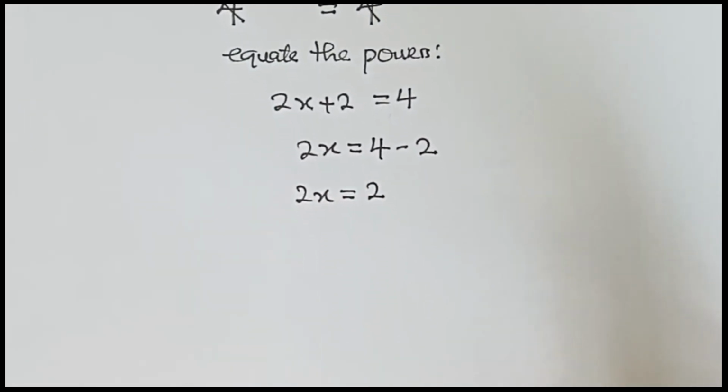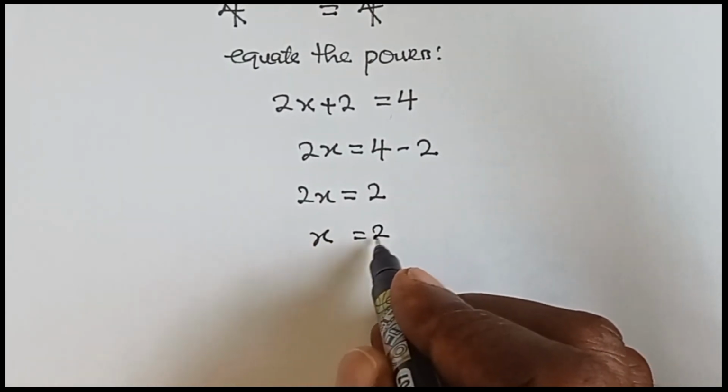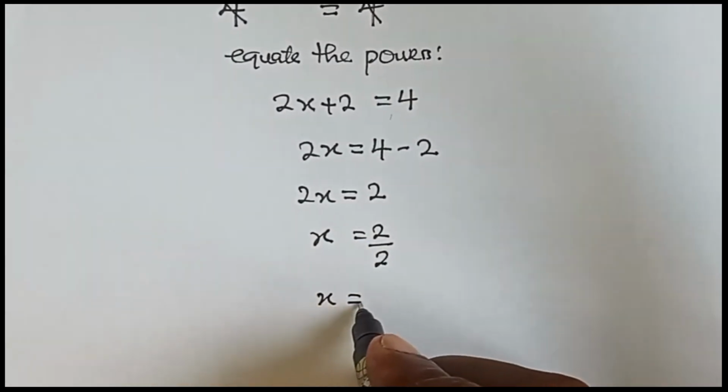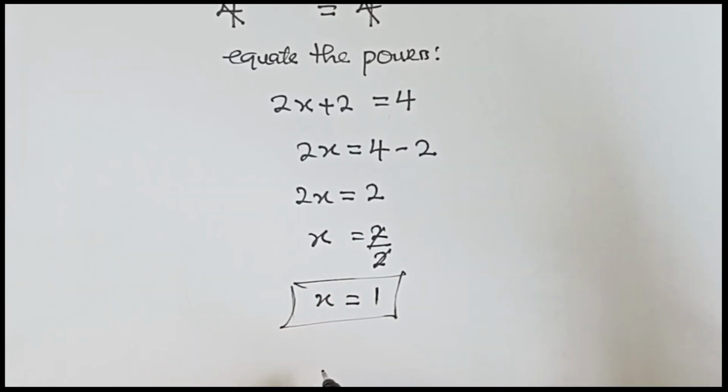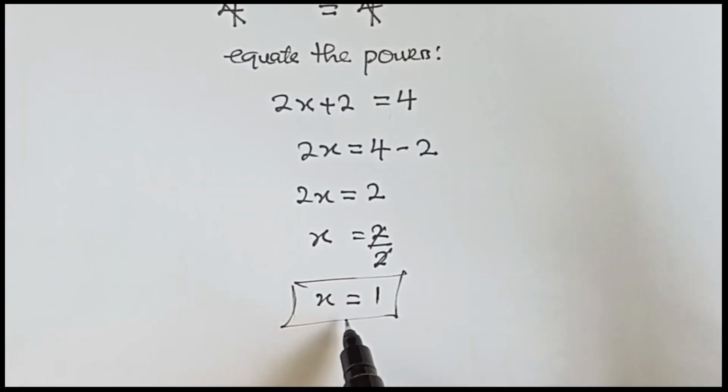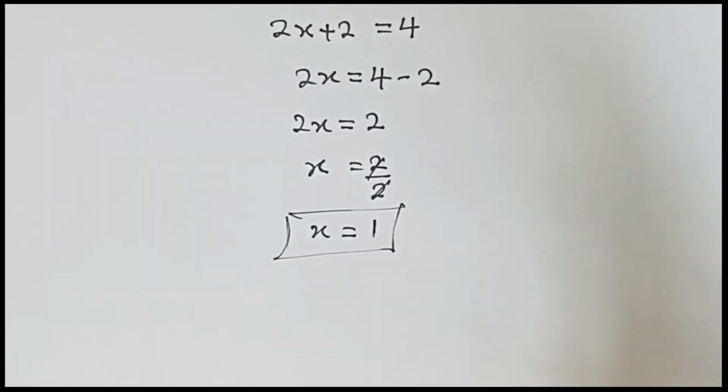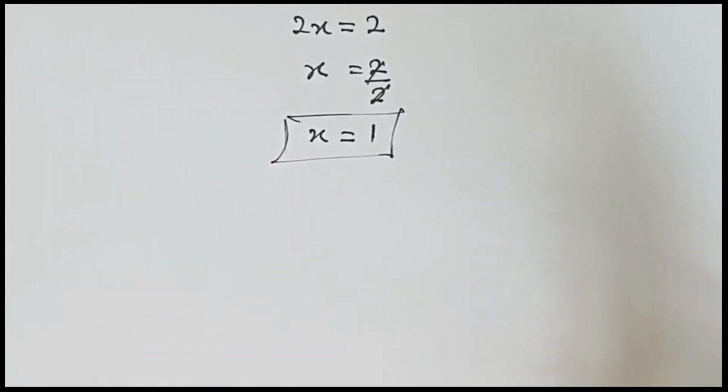So what do we do now? We divide both sides by 2. So we have x equals 2 divided by 2, and x is what? x equals 1. So our answer is 1. Now let's try and see if we are actually correct.